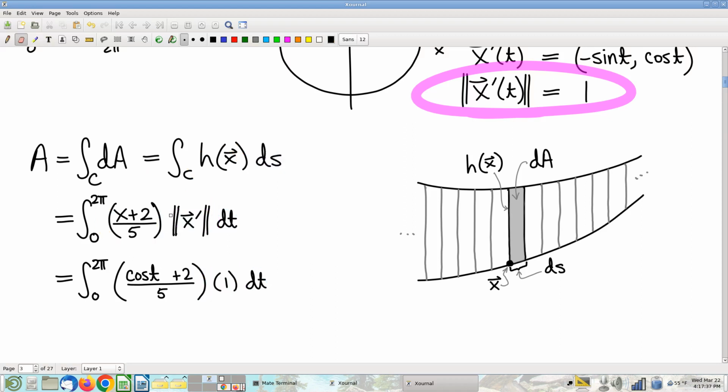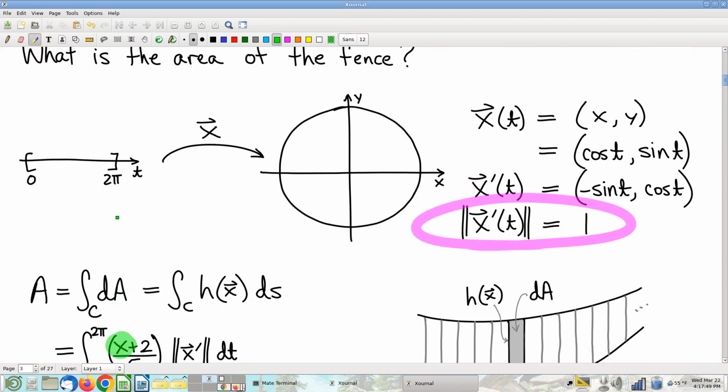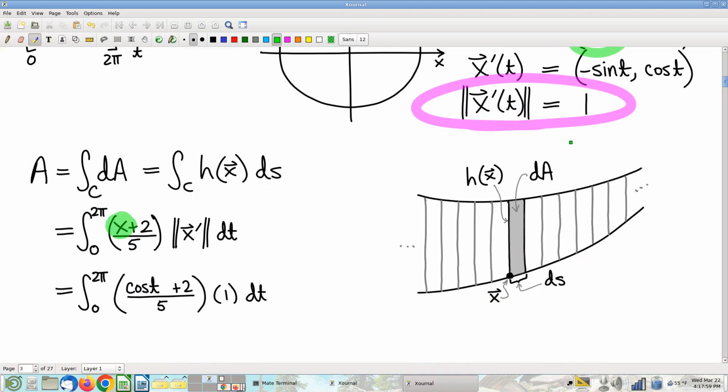There is the remaining question: what in the world do I do with this x right here? Again, easy to forget how to deal with that. X is one of the output variables of my parameterization. Don't forget that means that it is given in the parameterization itself. X is just cosine t in this case because that's what the parameterization says. And so x becomes cosine t. And now we truly have a single variable integral and plug and chug. Everybody good? All right.